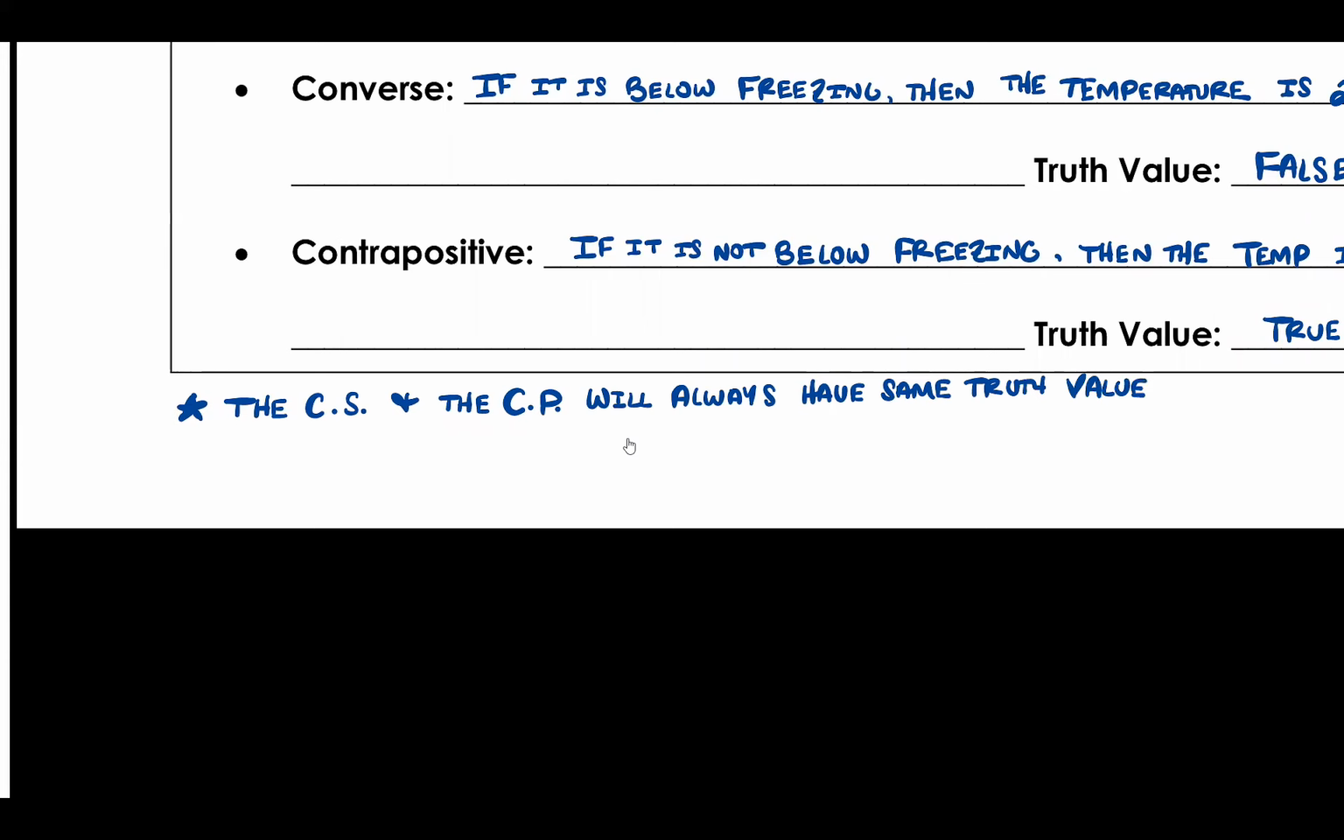And the same way, if the conditional statement and the contrapositive will always have the same truth value, the inverse and the converse will always have the same truth value. That is a test question. I mean, I can't put it any more clear than that.